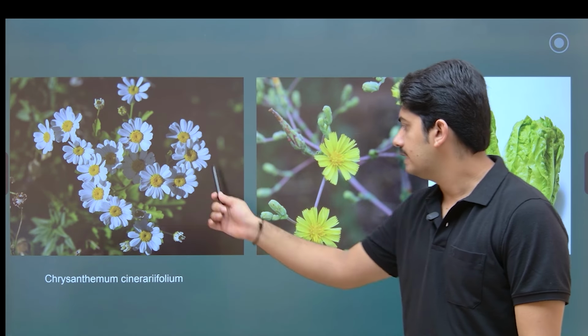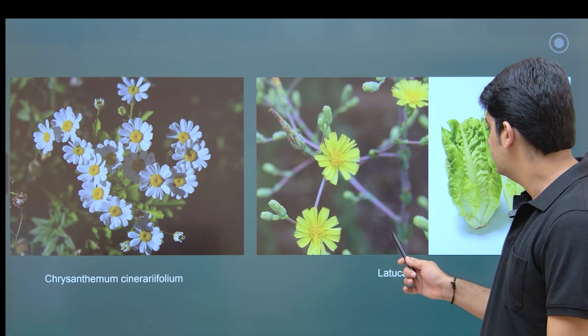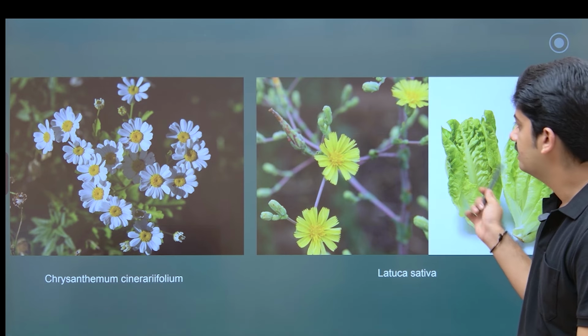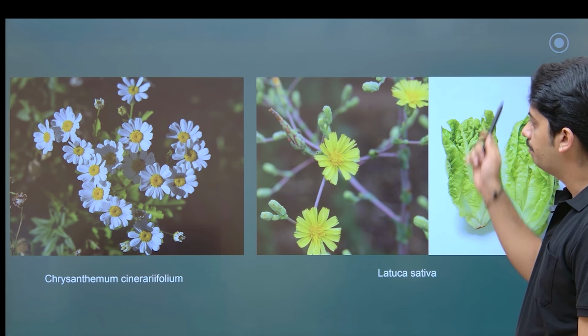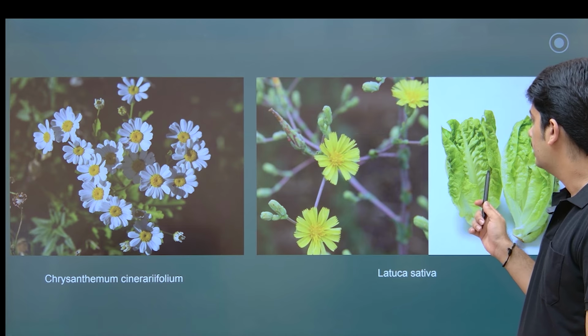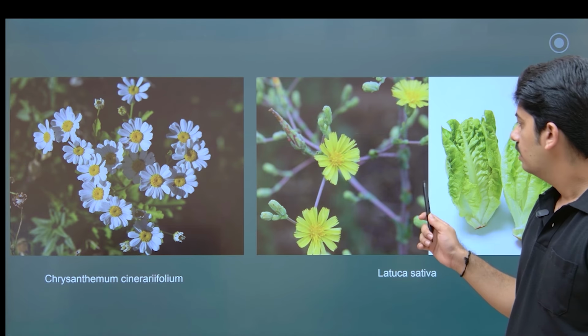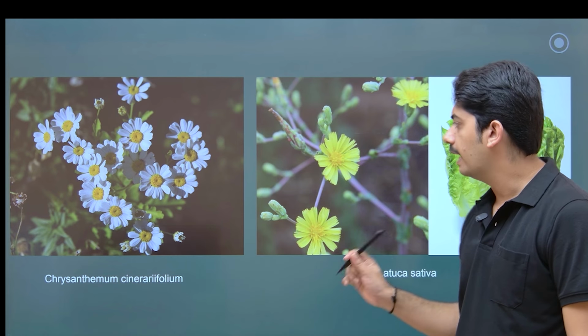This is chrysanthemum. Then Lactuca sativa, this you can see, this is not different. The same plant when it completely matures then produces the flower like this. This you know, Lettuce, a vegetable. Okay, chrysanthemum we all know, ornamental plant.